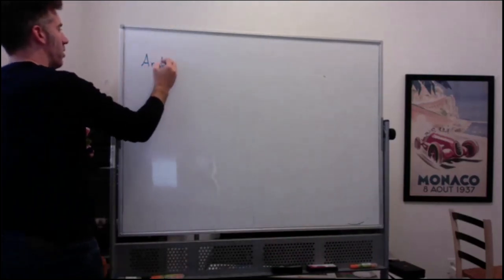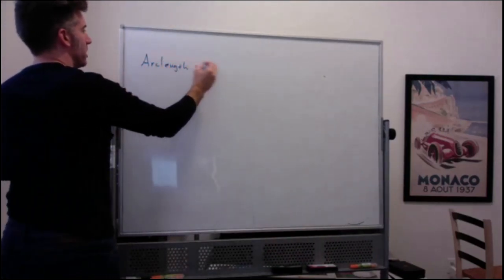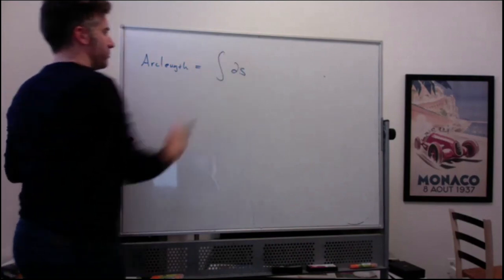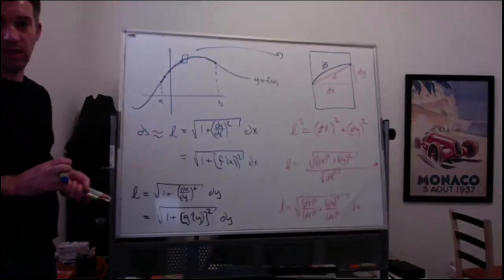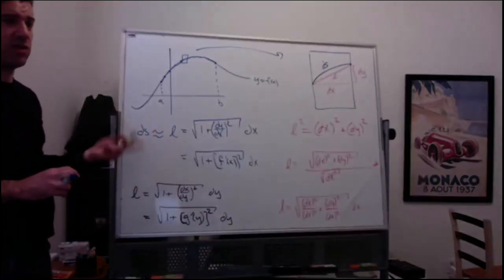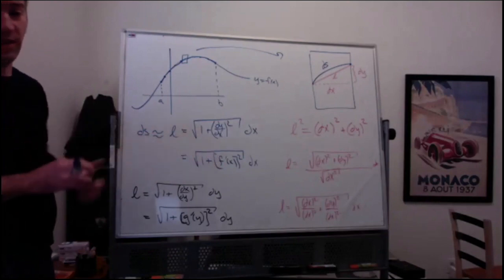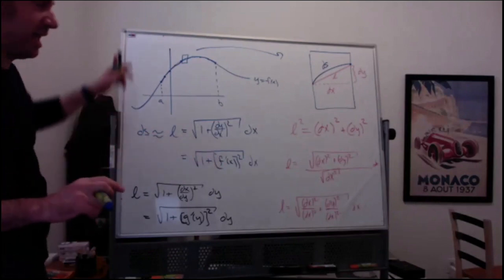If I'm trying to find arc length, it is the integral of ds, where ds is either one of these, depending on how your function's written. There's another version of this when we get to chapter 11 using parametric equations, but that's not now.